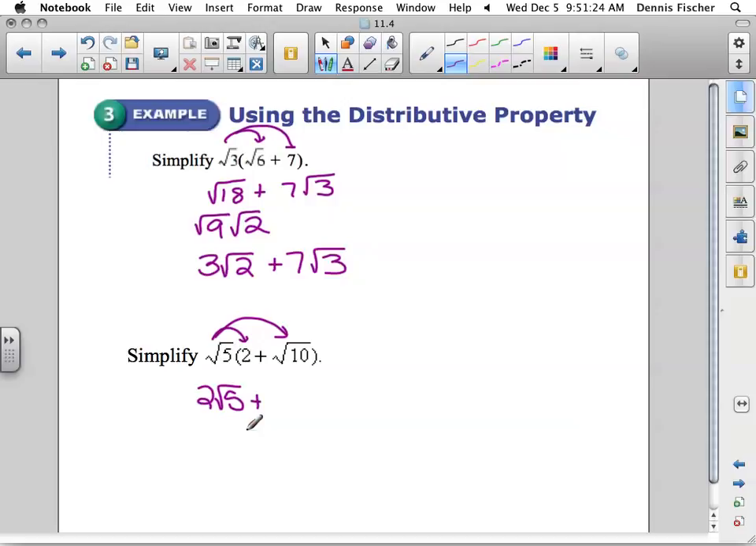I did the first step, bringing the square root of 5 through. I'm going to get 2 square root of 5 plus the square root of 50. Okay? Looking at the first one, 2 square root of 5, can I break that down? No. So I'm going to keep going.